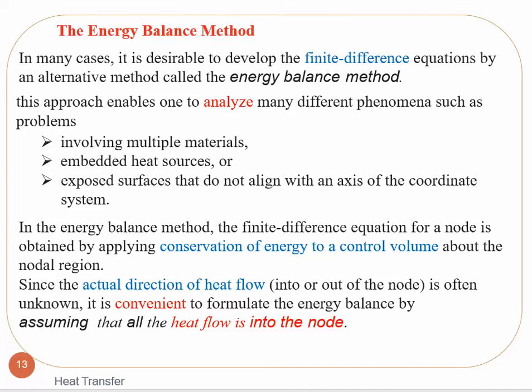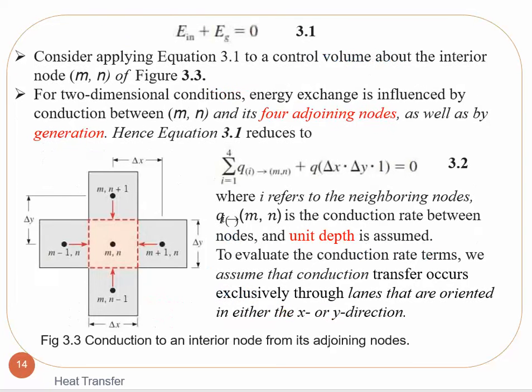In the energy balance method, the finite difference equation for a node is obtained by applying conservation of energy to a control volume about the nodal region. Since the actual direction of the heat flow is often unknown, it is convenient to formulate the energy balance equation by assuming that all the heat flow is into the node. That is, the heat energy inflow plus generated energy will completely become zero.